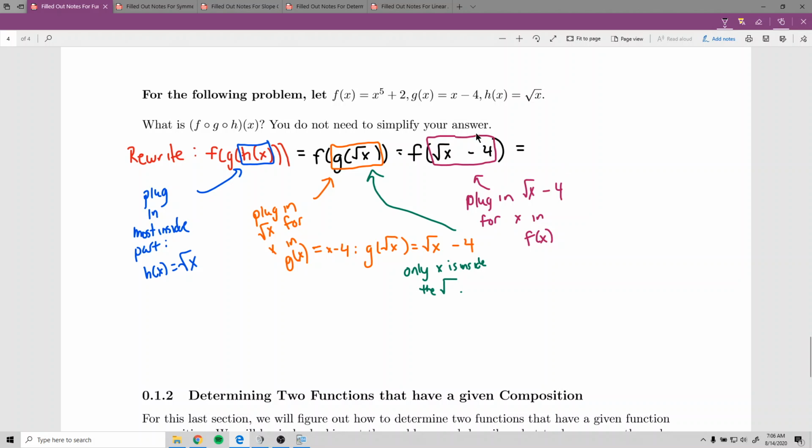So f of x is x to the 5th plus 2. In place of x, we have the square root of x minus 4. That's being raised to the 5th power. And then we have plus 2. And this is the reason you don't want to simplify that: trying to expand something to the 5th power is very, very messy. If it was just 2, it wouldn't be terrible, but 5 takes a long time. So if you have 3, you won't see more than 3, but if you had 4 or 5 or 6, you just keep doing one more step, like we did here.